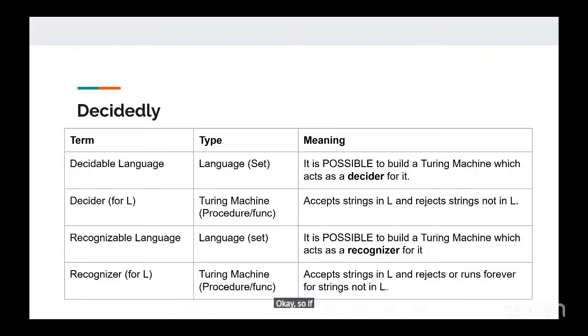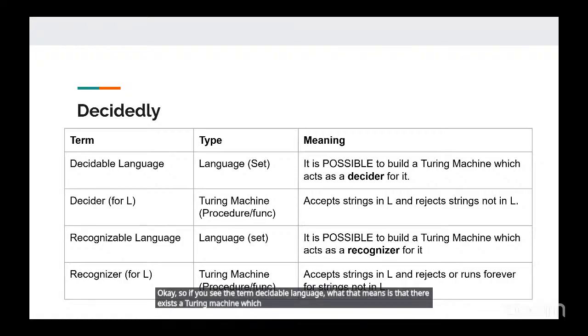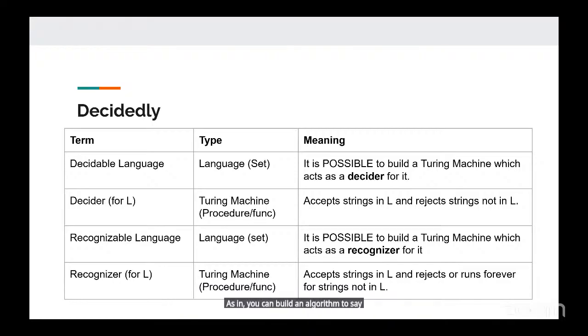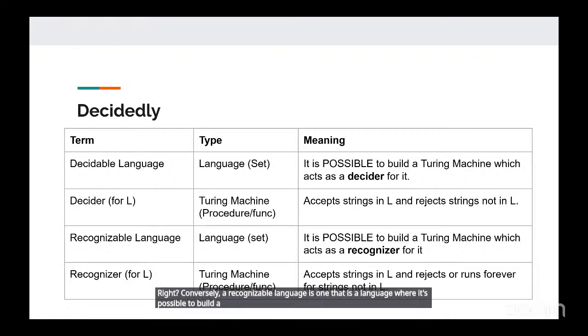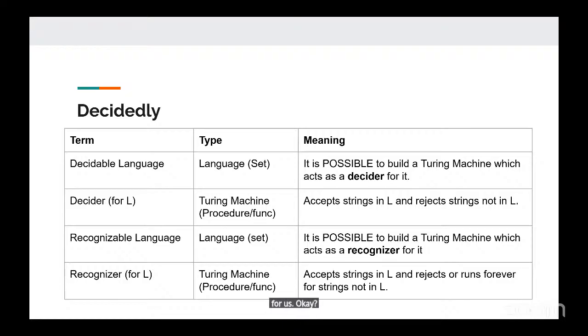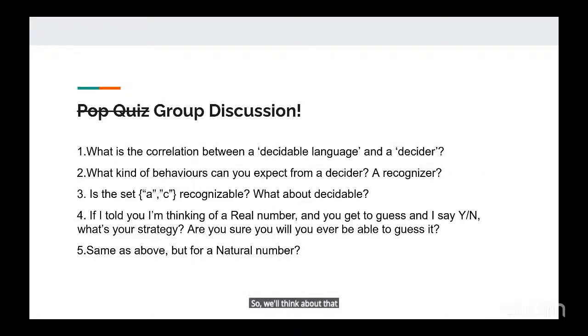So if you see the term decidable language, what that means is that there exists a Turing machine which has those properties we just said before. As in, you can build an algorithm to say yes, the string is in that set, or no, it's not. Conversely, a recognizable language is one where it's possible to build a recognizer for it. So we'll think about that in a second.